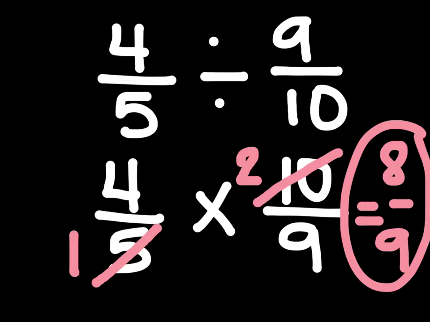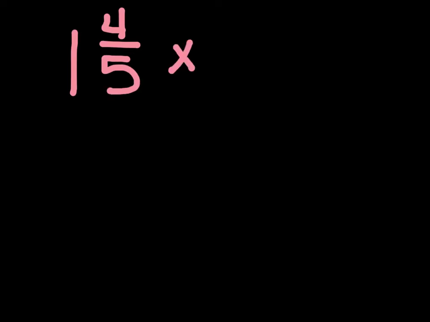So now we are going to step up our game, and we are going to talk about multiplying and dividing mixed numbers. This is going to follow the same rules as dividing and multiplying. However, it involves one extra step. So if our example is 1 4/5 times 2 1/3, what you need to do first is to convert these to improper fractions.